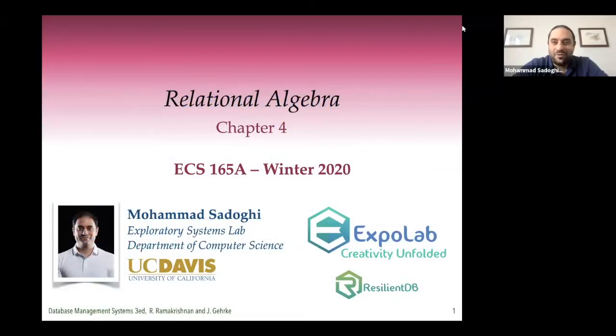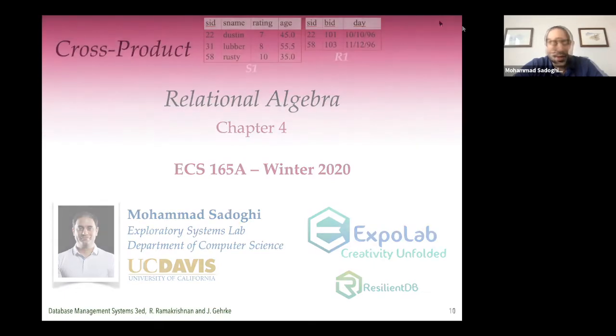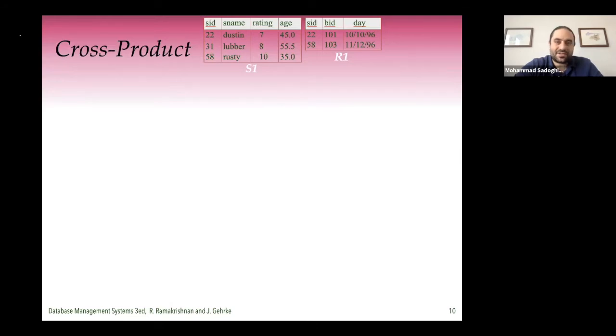All right. Hello, everyone. So today we're going to continue our conversation on relational algebra. This is where we stopped last time. We talked about cross product, and cross product is probably one of the most important, if not the most important, relational algebra operators.